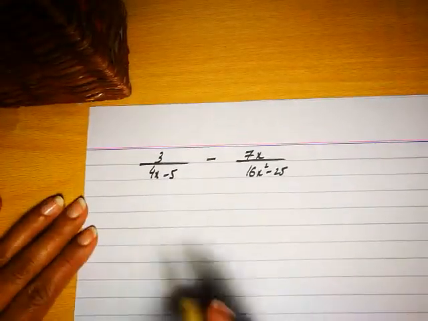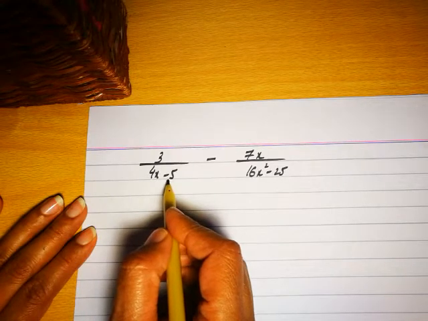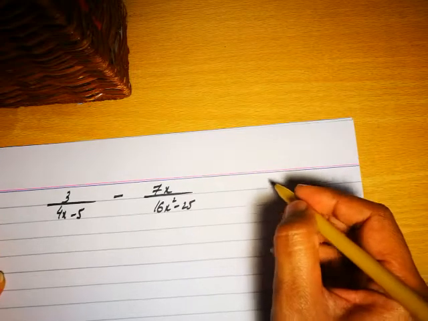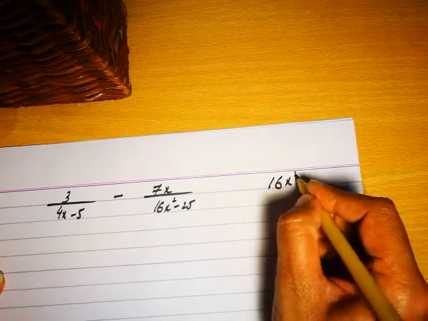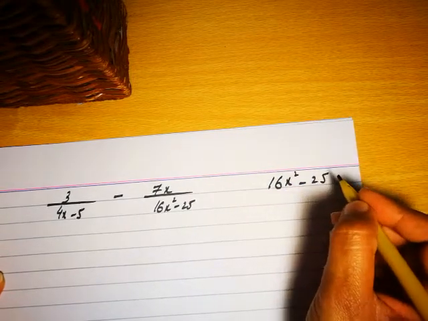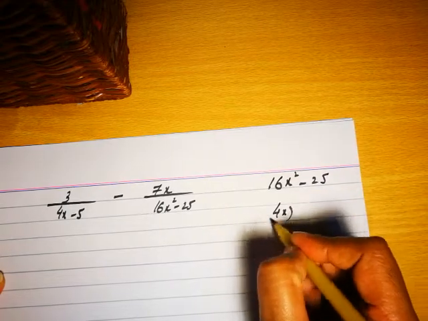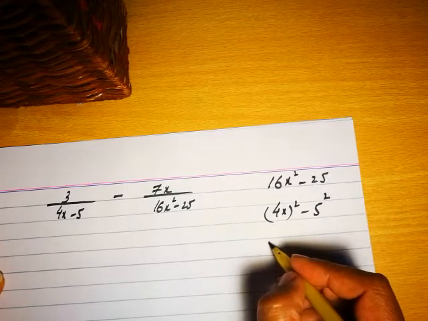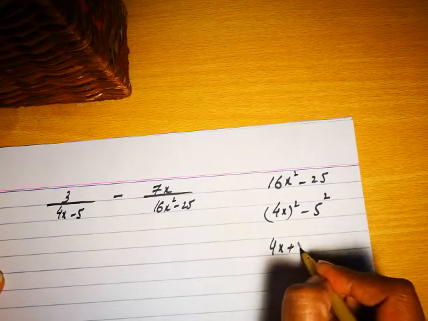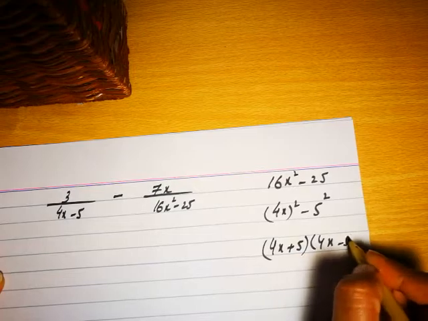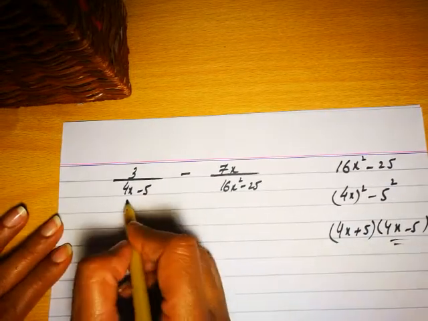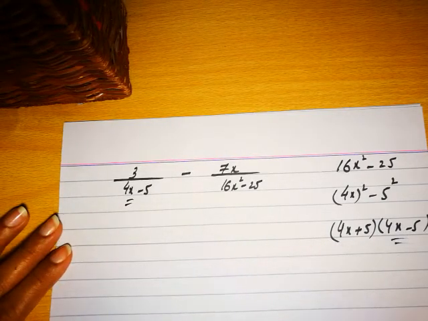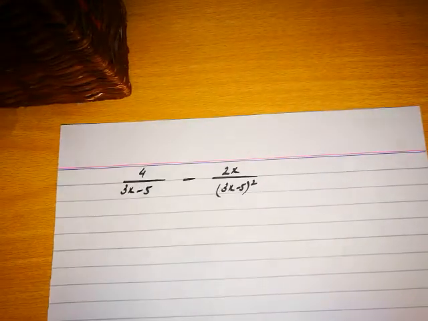Similar question, you can see 4x minus 5. You can see 16x square minus 25. What does it mean? 16x square minus 25 can be written as 4x whole square minus 5 square. And further, third identity will give you 4x plus 5 and 4x minus 5. So what will happen? 4x minus 5 will be common. You will take it out and then you will be left with 4x plus 5, just like the previous question.